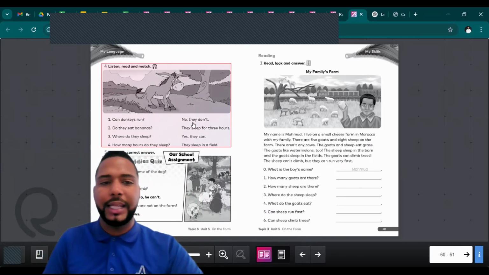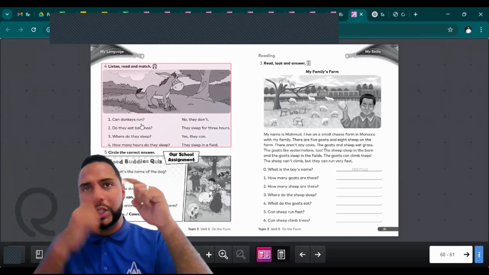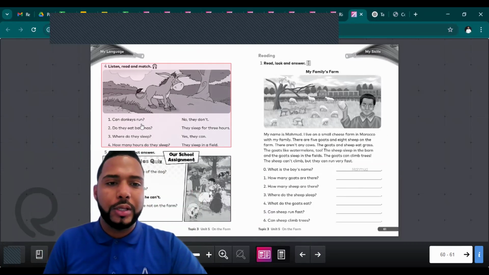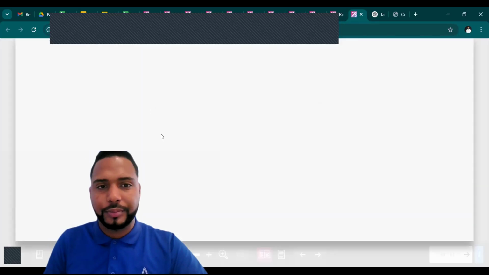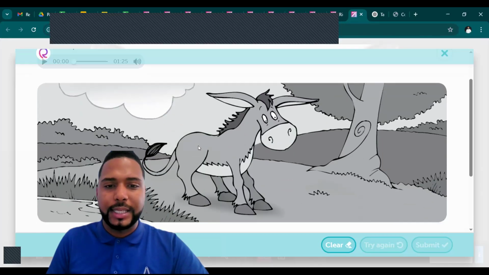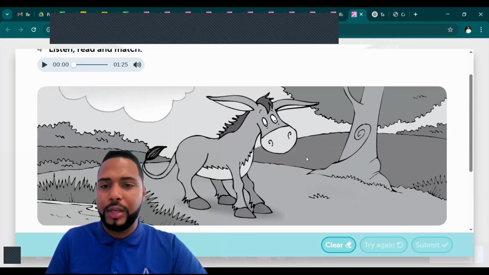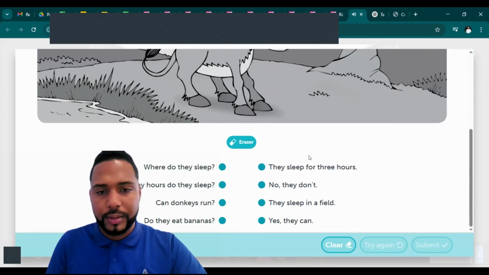So in the other page that we have, page number 61, we need to listen. I'm going to play the listening in order for you to match the question with the answers. Let's listen, okay? We have a donkey in a field, the tree, so let's listen. Unit 5, Track 12.